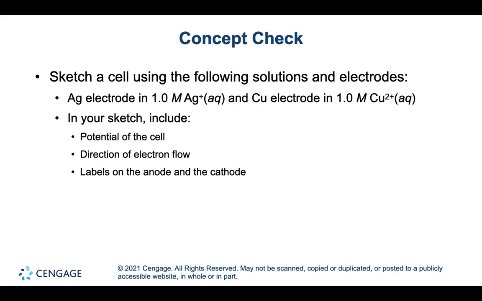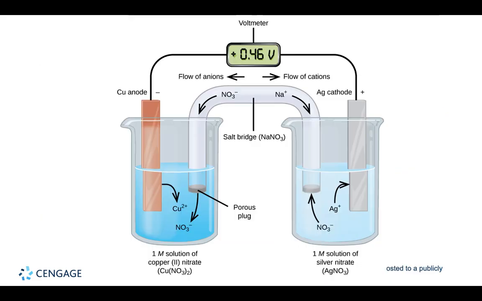So we've answered the question about sketching the cell and what would be the potential, what would be the direction of electron flow, and the labels on the anode and cathode. The only thing that this picture I found on the internet didn't include was that the electron flow would be from left to right.